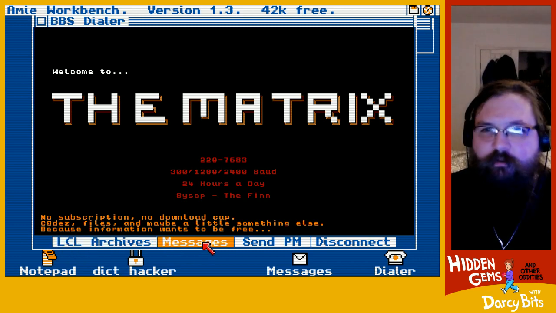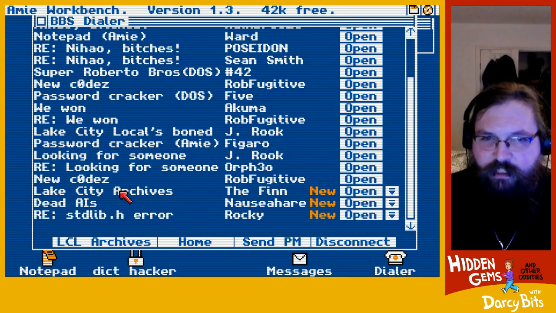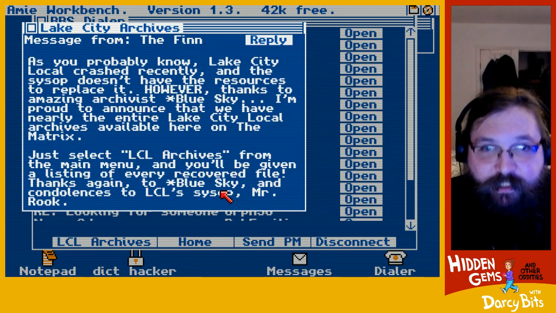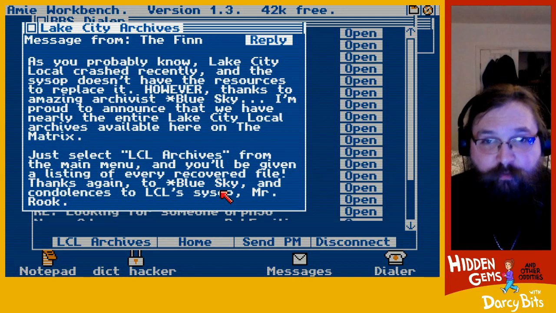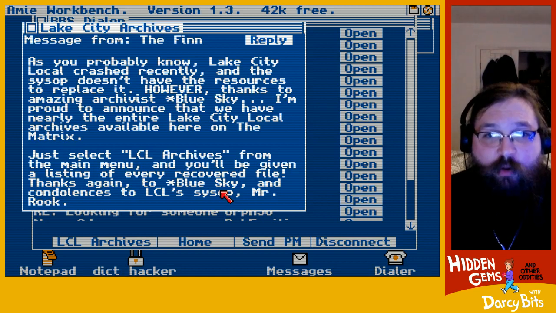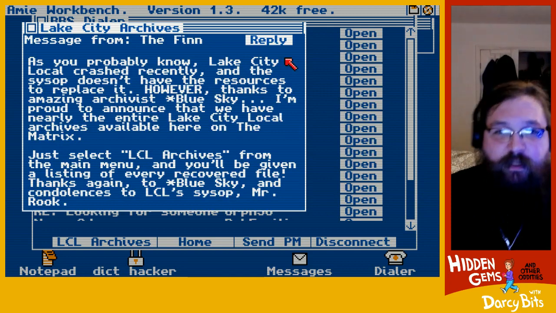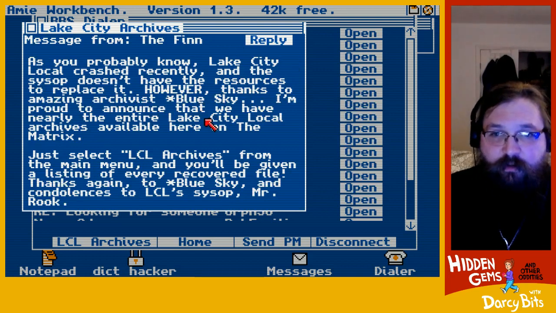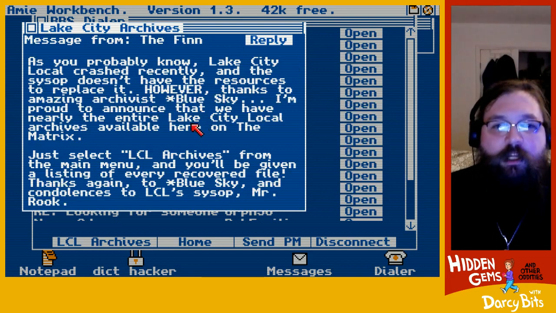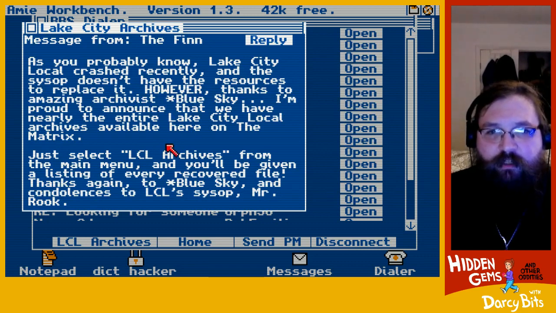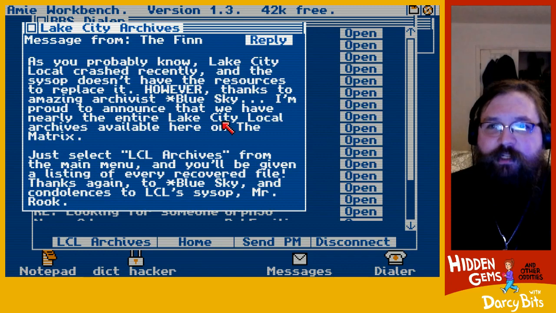LCL Archive. Lake City Archives, the Fin. As you probably know, Lake City Local crashed recently, and the sysop doesn't have the resources to replace it. However, thanks to amazing archivist Blue Sky, I'm proud to announce that we have nearly the entire Lake City Local archives available here on the Matrix. Just select LCL Archives from the main menu, and you'll be given a list of every recovered file. Thanks again to Blue Sky, and condolences to LCL sysop Mr. Rook.